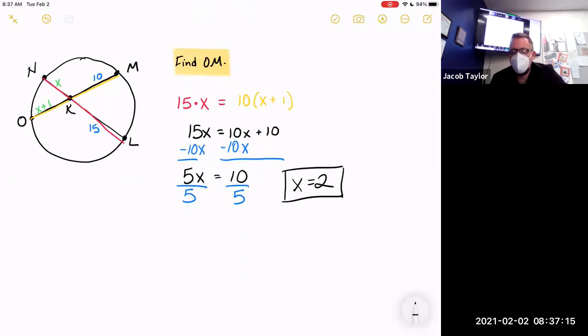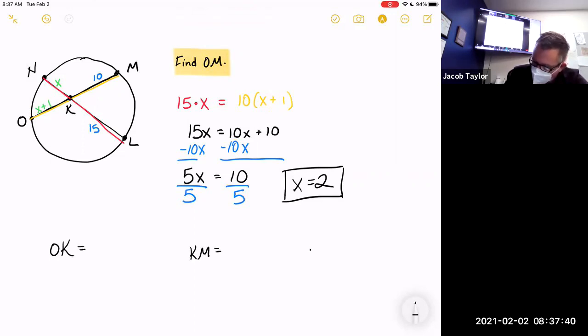I like that. I got X equals 2. Am I done? Number 1, no, I'm not done because that's the incorrect word. It should be, am I finished? You are not finished. And I'm not finished either because the question did not say find X. You have to substitute 2. Find OM. So I need to find OK, and I need to find KM, and then I will add those 2 segments together to get the total.